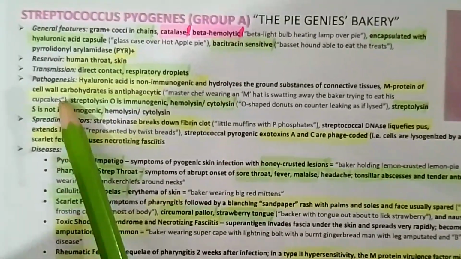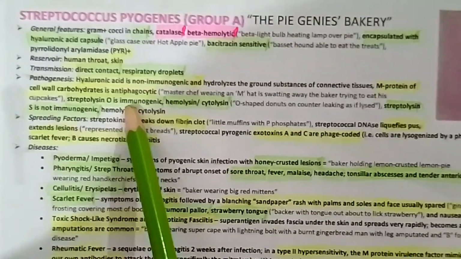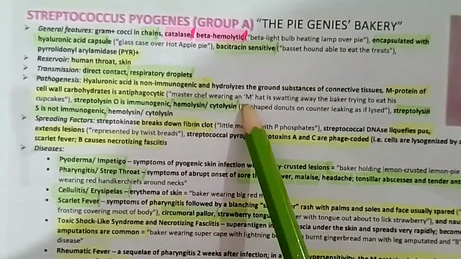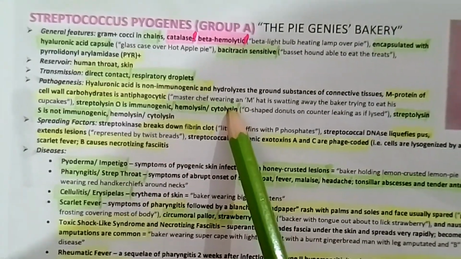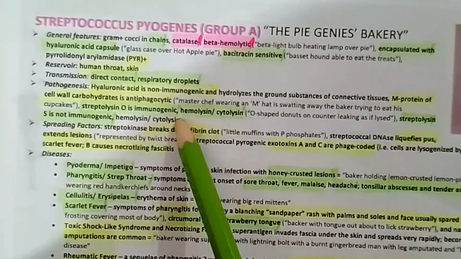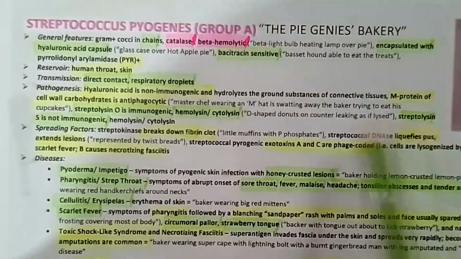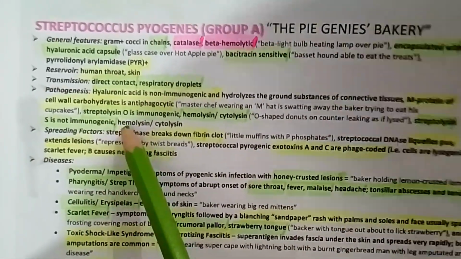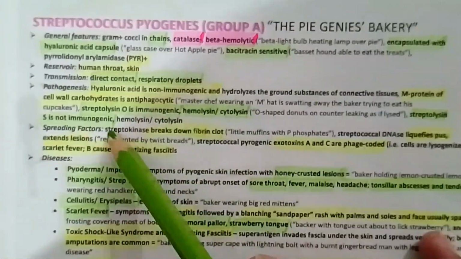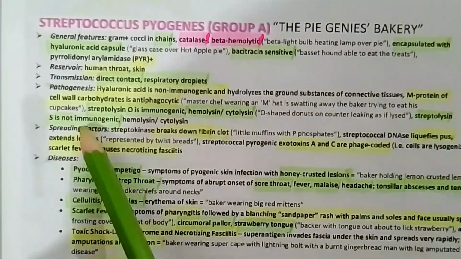The next virulence factor is streptolysin O. It is immunogenic, able to produce an immune response. It is a hemolysin, meaning it causes lysis of blood, and a cytolysin, it is also able to cause lysis of cells. Hemolysin and cytolysin are short forms for hemolytic toxins and cytolytic toxins. And streptolysin S is not immunogenic, but it is a hemolysin and cytolysin. So these were the four pathogenic factors: hyaluronic acid, M protein, streptolysin O and streptolysin S.